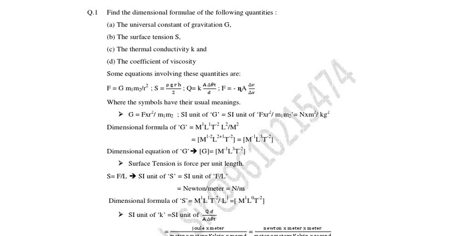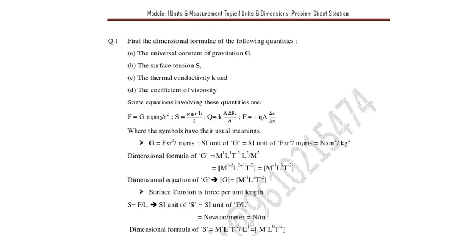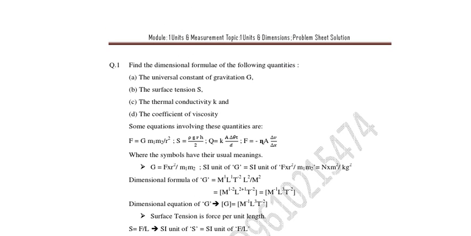Here we need to determine the dimensional equation for G, the universal gravitational constant, then surface tension, then thermal conductivity, and the viscosity. We have formulas, and these formulas are given in the question. The first formula is for gravitational force: F is equal to G m1 m2 upon r square. G is the gravitational constant, F is the force, m1 and m2 are the masses, and r is the distance between these two masses.